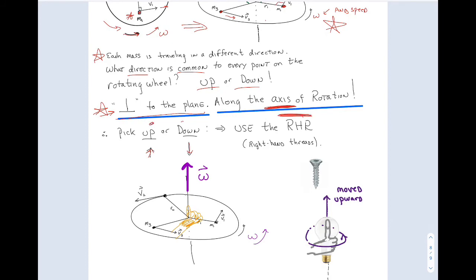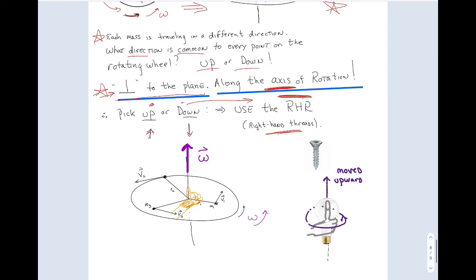The choice to pick up or down is based on the right-hand rule. And remember, the right-hand rule works for right-handed threads. So here you have a screw, which has right-handed threads. Here you have a light bulb that has right-handed threads. So if you grab the light bulb with your hand and you twist the light bulb, as shown here, think of the light bulb as twisting around with some angular speed omega.